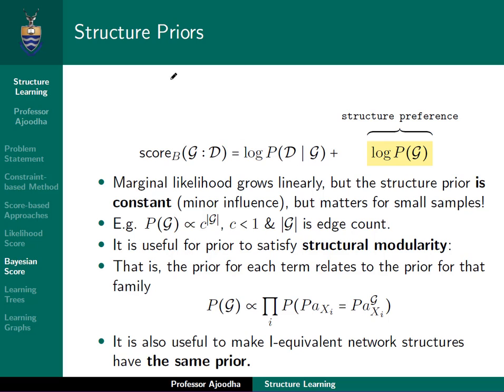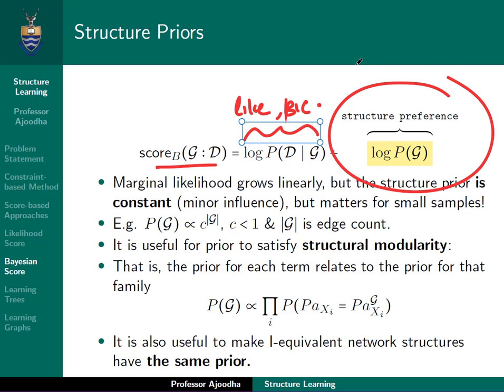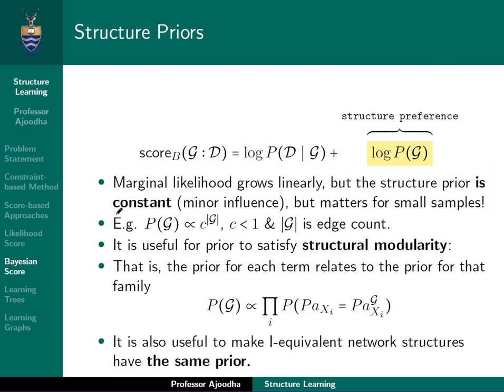Okay, let's continue. So this was all of that stuff about the likelihood score and the Bayesian score, BIC score, and so on. But now the Bayesian score also considers a structure preference. It also considers a preference on priors, which is the structure preference that you can have. So there's lots of ways of doing this. This here has a constant influence on the score value itself, which means that it has a minor influence on the Bayesian score.